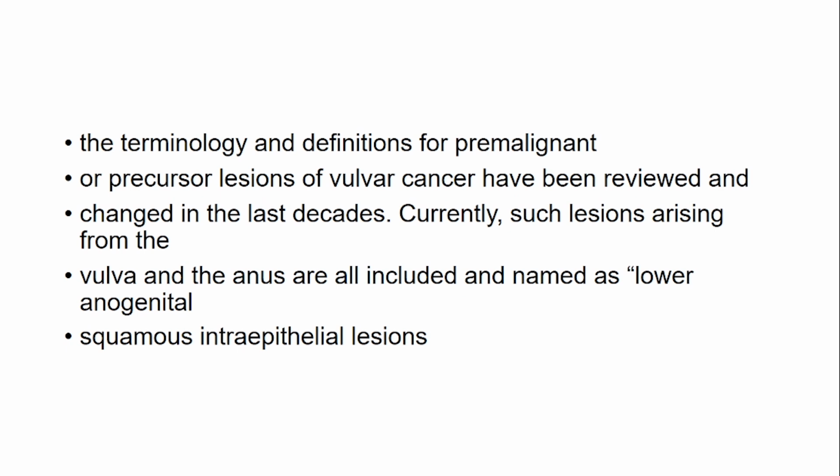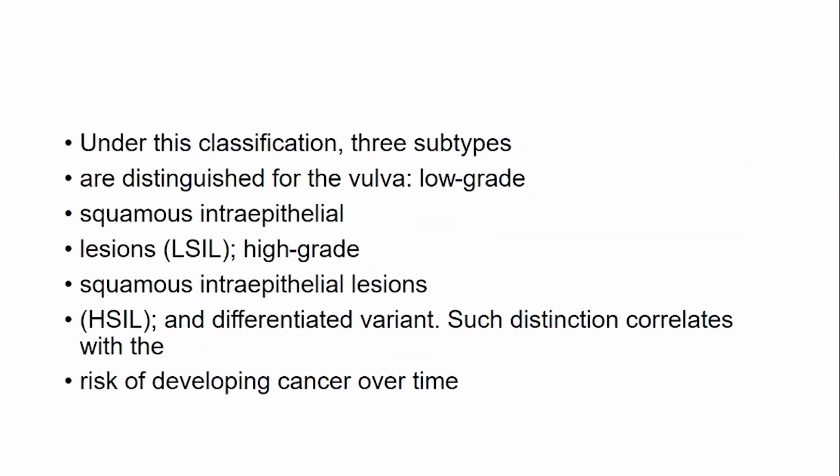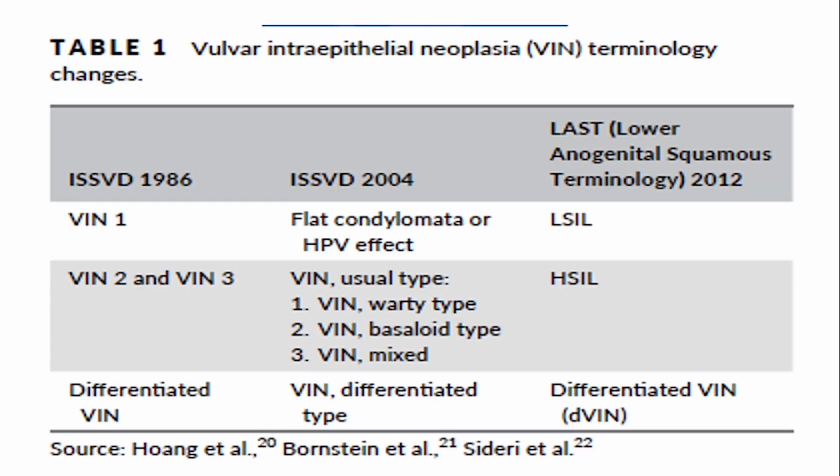The terminology and definitions of the pre-malignant or precursor lesions of vulvar cancer have been reviewed and changed in the last decades. Currently, such lesions arising from the vulva and the anus are all included and are named as lower anogenital squamous intraepithelial lesions. Under this classification, 3 subgroups are distinguished for the vulva: low-grade squamous intraepithelial lesions, high-grade squamous intraepithelial lesions, and the differentiated variant. Such distinction correlates with the risk of developing cancer over time.